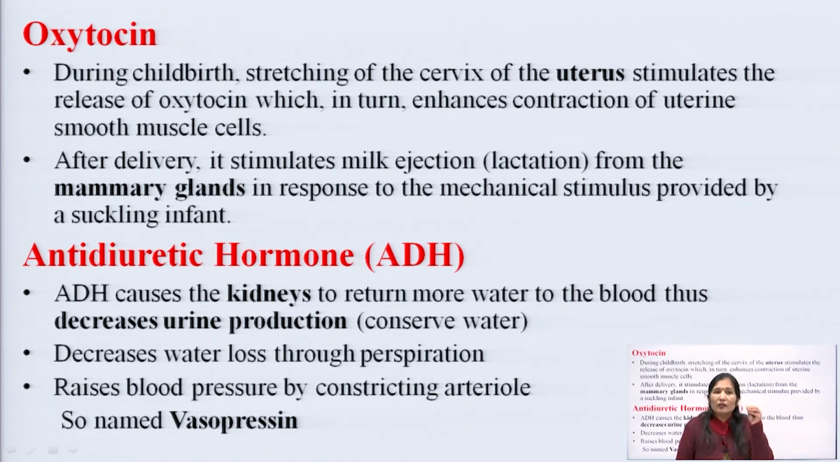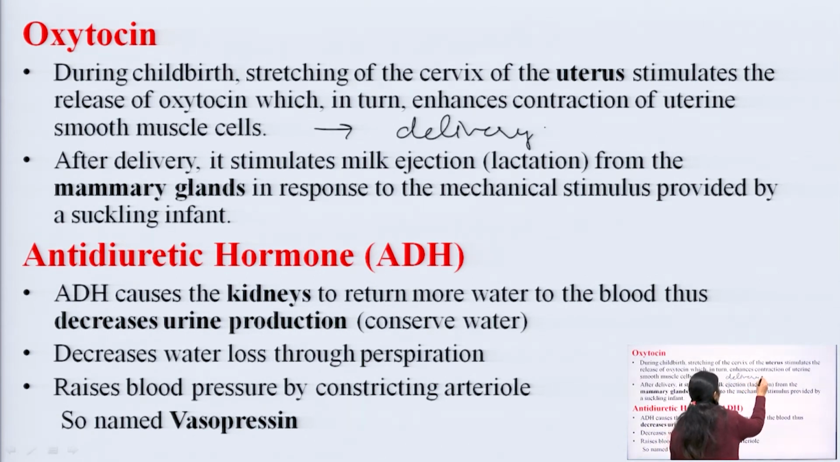Oxytocin causes the contraction of the uterus. During childbirth it has two target organs, one is the uterus, and the other is the breast, that is the mammary gland. During childbirth, stretching of the cervix of the uterus stimulates the release of oxytocin, which in turn enhances the contraction of uterine smooth muscle, and thus it facilitates the delivery of the child.